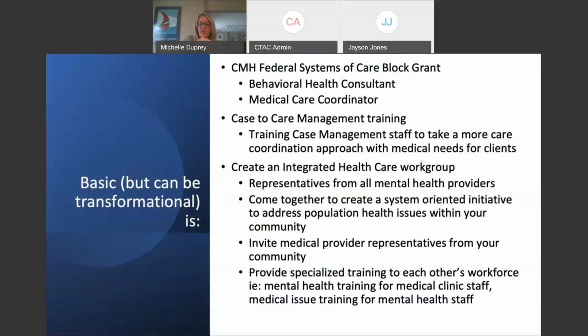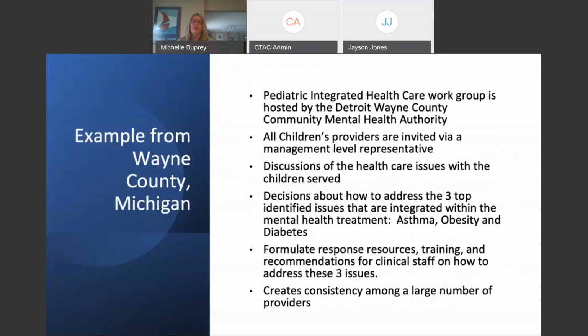So I'm going to give you some examples from Wayne County, as I mentioned. This is what we're doing. We have this work group, hosted by the community mental health. All children's providers are invited, usually management or above. We talk about healthcare issues within the children that we're serving. We came up with decisions on how to address the main issues that we found: asthma, obesity, and diabetes.